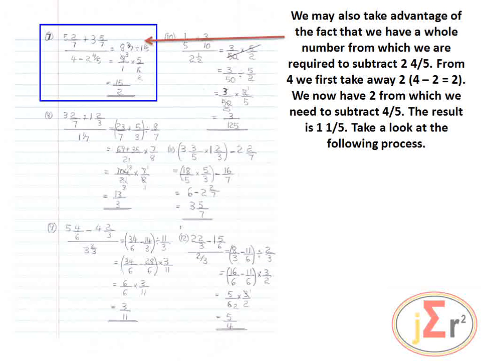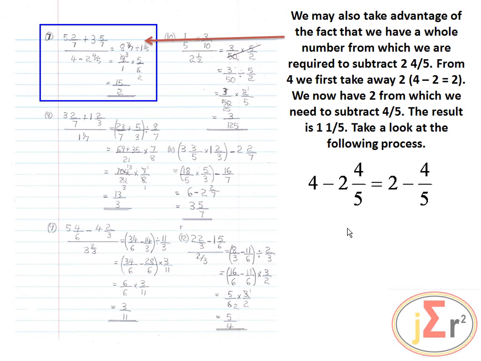We may also take advantage of the fact that we have a whole number from which we are required to subtract 2 and 4/5. Right here we have a whole number from which we are required to subtract 2 and 4/5. So 4 minus 2 and 4/5. The result is 1 and 1/5. Take a look at the following process. We will take a look at a particular process that we have right there.